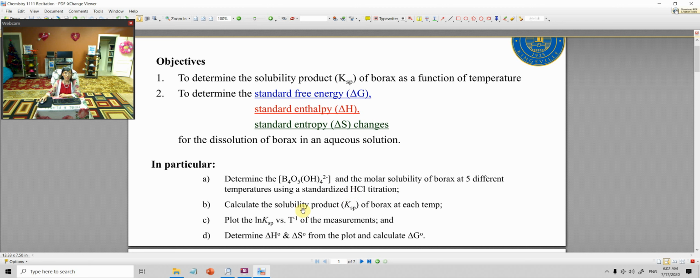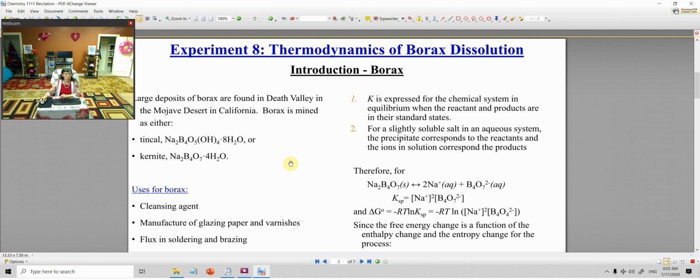And then you calculate the solubility product of the borax at different temperatures. And then plot a graph of ln Ksp as a function of 1 divided by T of your measurement. And then from the plot, you are going to determine delta H, delta S, and then delta G. You can calculate it. So that's essentially about experiment number 8.